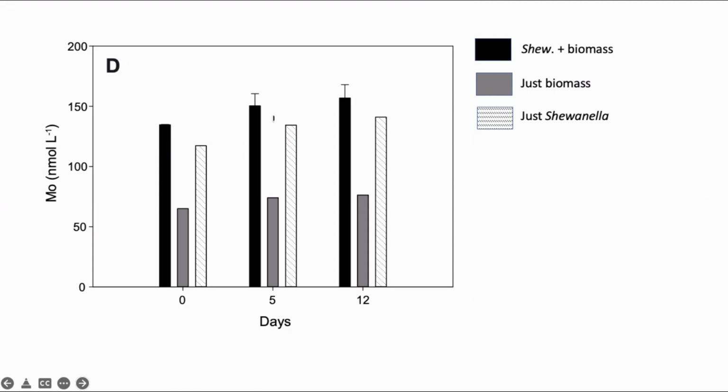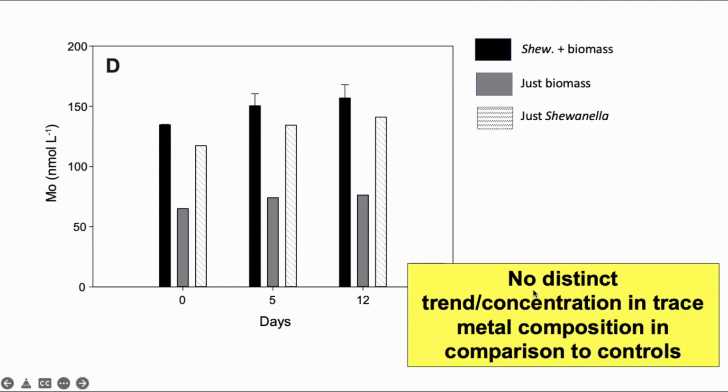And you can see maybe a slight increase in molybdenum over time that is well within error. And there is a corresponding increase in at least our live control here. So there's really nothing definitive that we can say here or with any other of the trace metals that implies that there is a degradation process of those metalloproteins and a release of trace metals. You're just going to have to take my word for it for all of the other metals, but there really was no distinct trend or concentration across the board when comparing our experimental data to our controls.